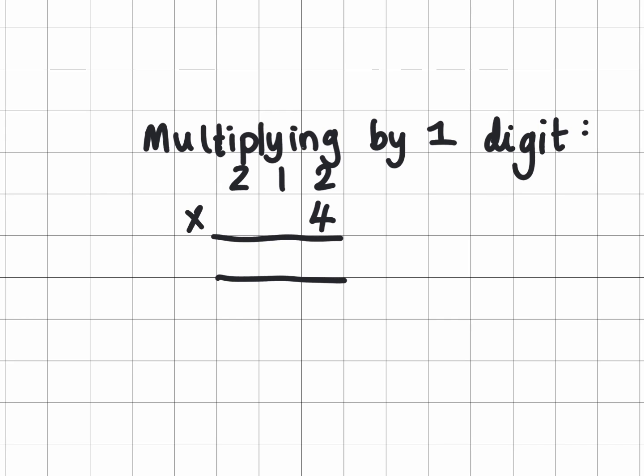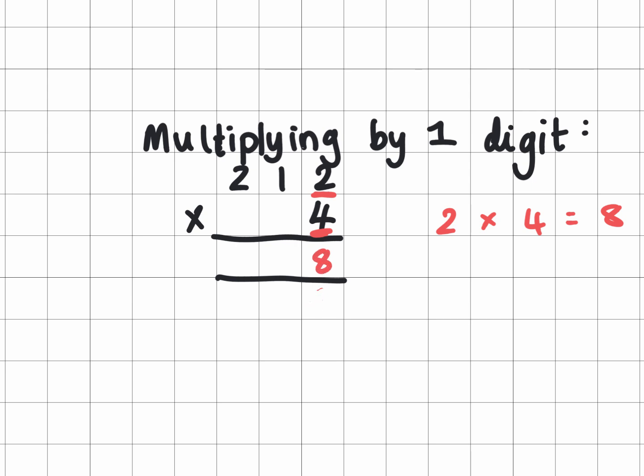When we are multiplying by one digit, you can do it in a range of methods, but this is the column method of multiplication. We always start on our smallest unit. We always start with the ones, okay? So we are going to start here and here, okay? 2 times 4, I know that 2 times 4 is 8. So in my ones column here, I'm going to put 8, okay?